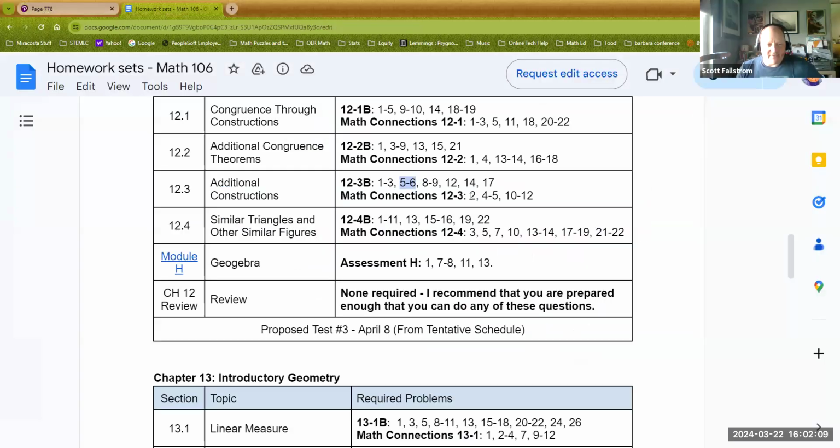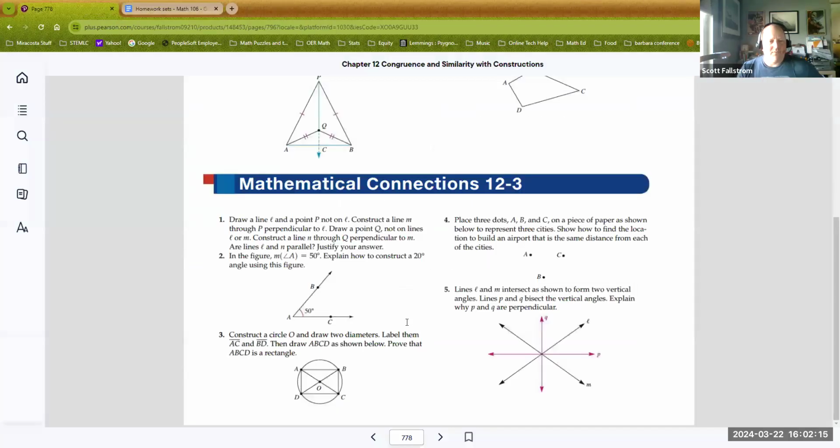Well, what did I assign? I assigned question 2, 4, 5, and then 10 through 12. So not a ton this time. Question 2. In the figure below, measure A is 50. Explain how to construct a 20-degree angle using this figure, an exact 20-degree angle.